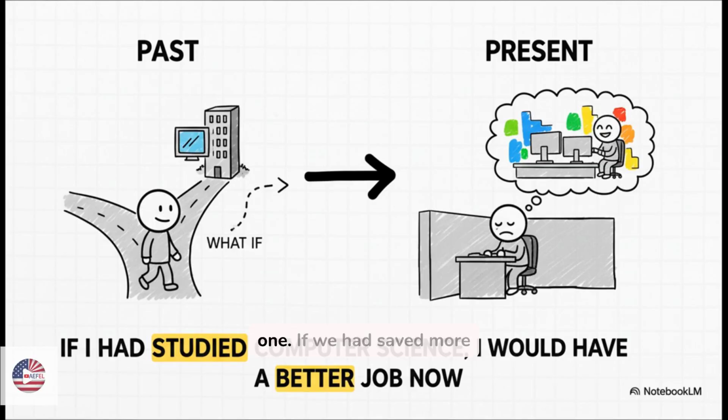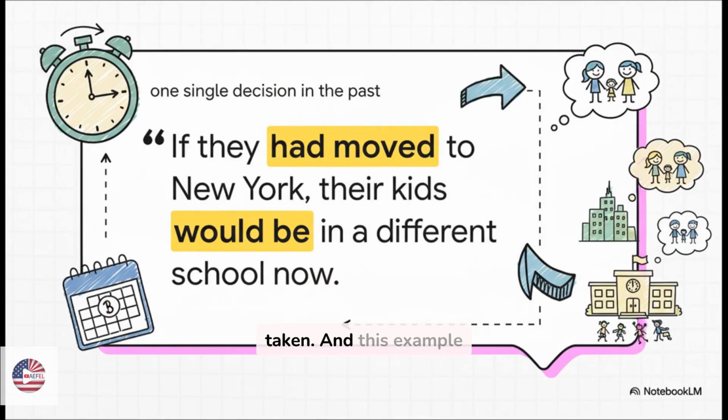Let's try another one. If we had saved more money, that's a past choice, right? It leads to this present reality. We wouldn't be so stressed about bills. So you see, this structure is just perfect for expressing regret or even just thinking about the path your life has taken. And this example just illustrates the point brilliantly. A single decision in the past, to move or not to move, has a real, ongoing consequence in their lives right now. This is exactly how you connect those past choices to your present realities.